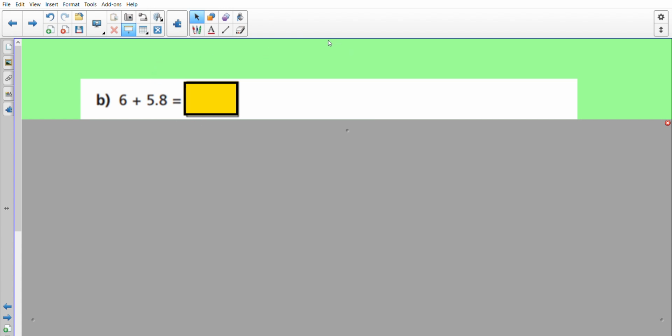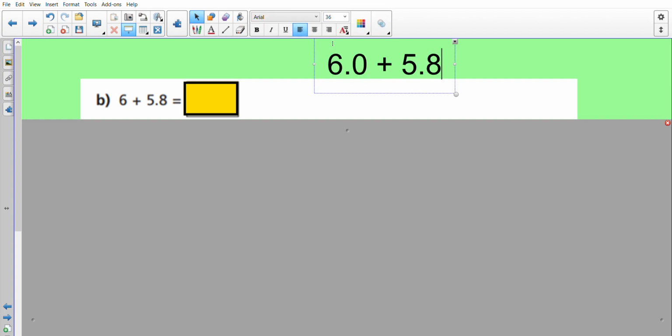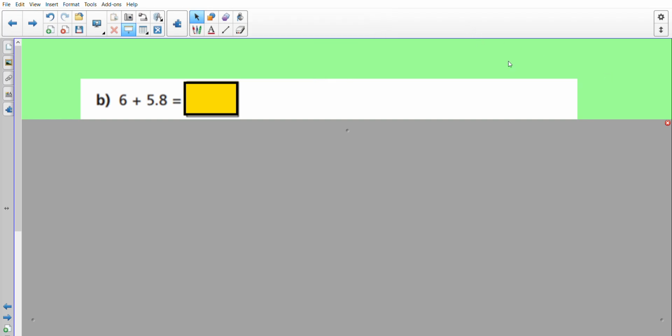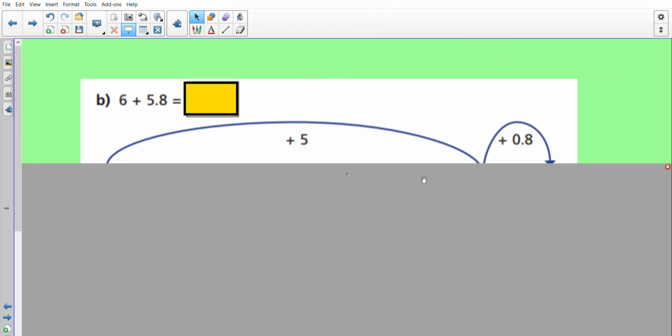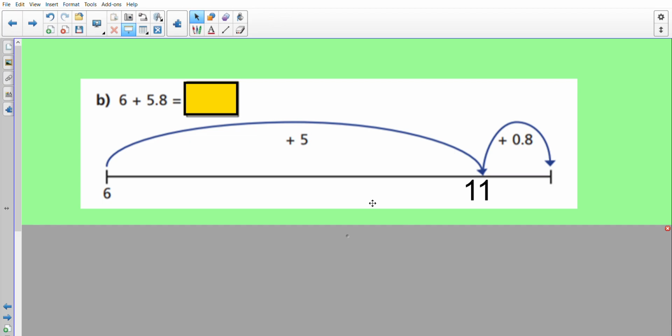Now the other day you might have been able to do that using a written method, so you'd do 6.0 add 5.8. But I don't think we need to use a written method for this today, so we're going to use mental methods. I'll use some diagrams to start us off, but really you should be able to use mental methods for these. So let's use a number line to help guide us through our thinking.